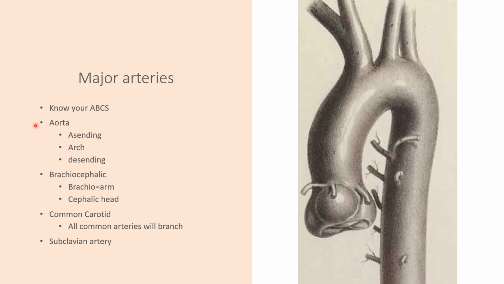And when you're dealing with this, I always tell people to know their ABCs. And when I say ABCs, I do mean ABCS. A for aorta, B for brachiocephalic, C for common carotid, S for subclavian. So if we look at this, we have the aorta, the aortic arch is here, and we can see 1, 2, 3 veins coming off of that. I'm sorry, 3 arteries coming off of that.